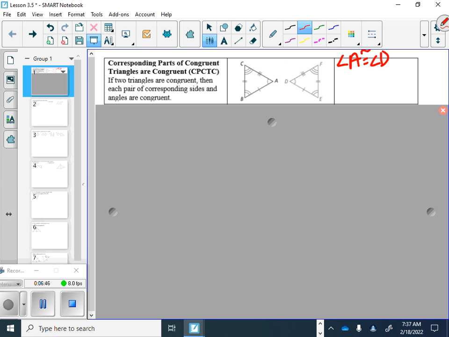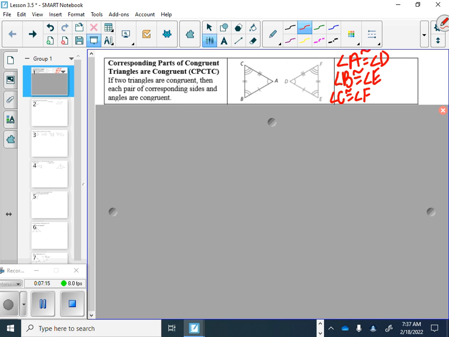Okay? Which angle is congruent to angle B? E. Okay. E. Yes. So B and E are congruent to each other. Because they have those 2 arcs. And then what's congruent to angle C? F. Because they have 3 arcs. Yes. Okay, so that's my angles.